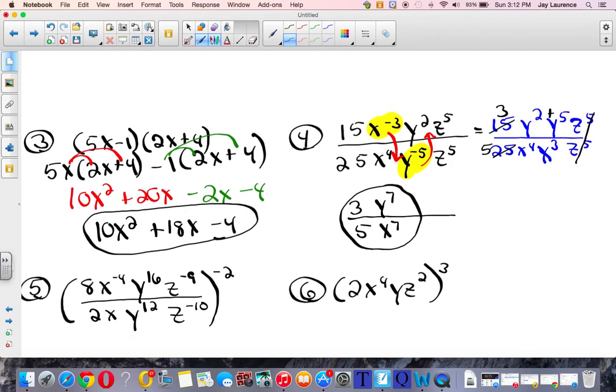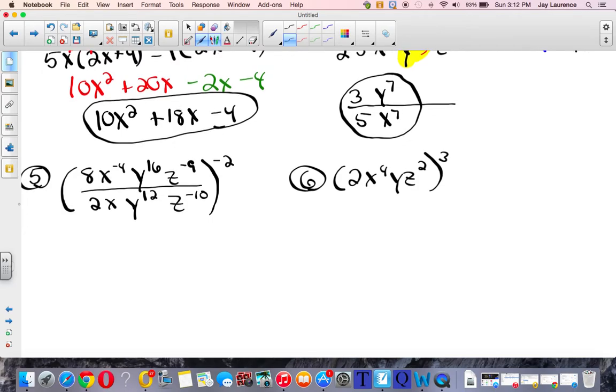So my answer is 3/5 x to the 7th y to, y to the 7th. Let me start again. 3y to the 7th over 5x to the 7th as long as x, y, and z aren't 0. All right, problem number 5, very similar.